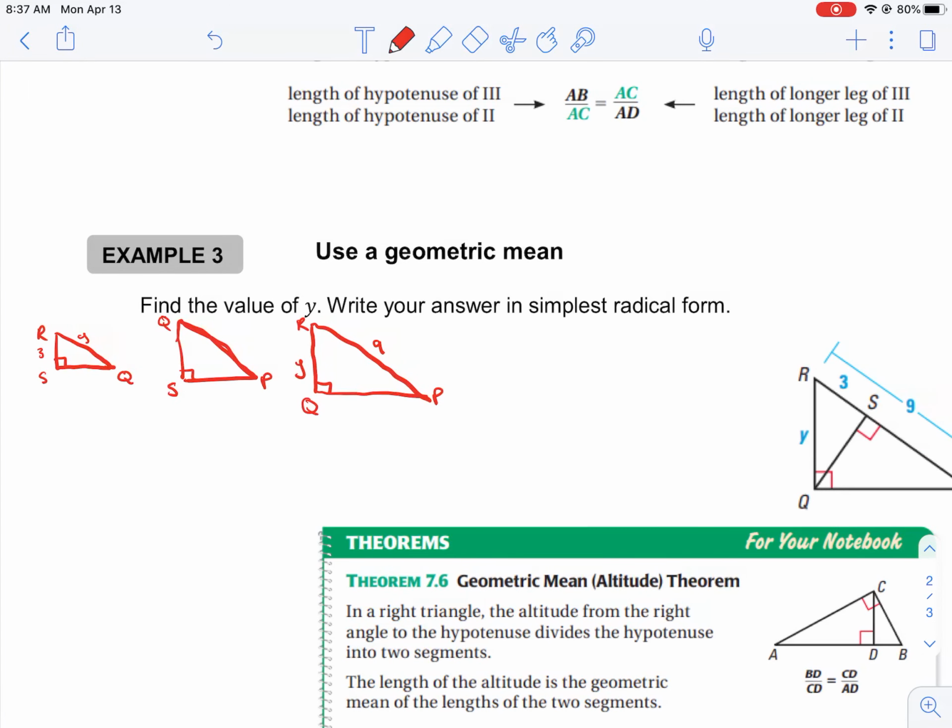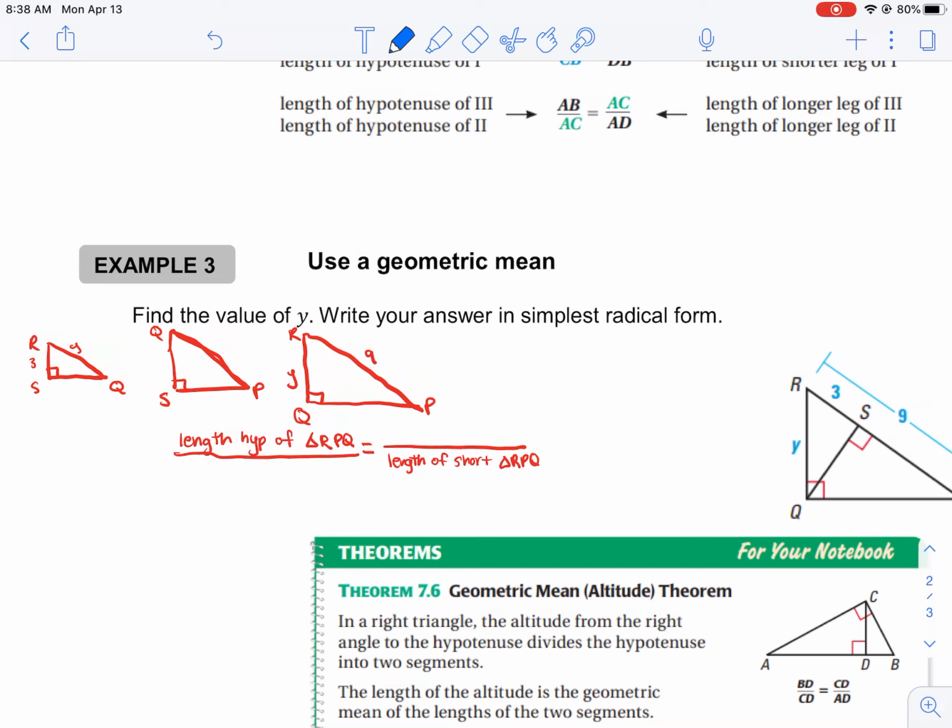So now my next step is to write the proportion. So I want to put the length of the hypotenuse of triangle RPQ, and then that's going to be on the other side the length of the short leg of triangle RPQ. Okay, so those go together.